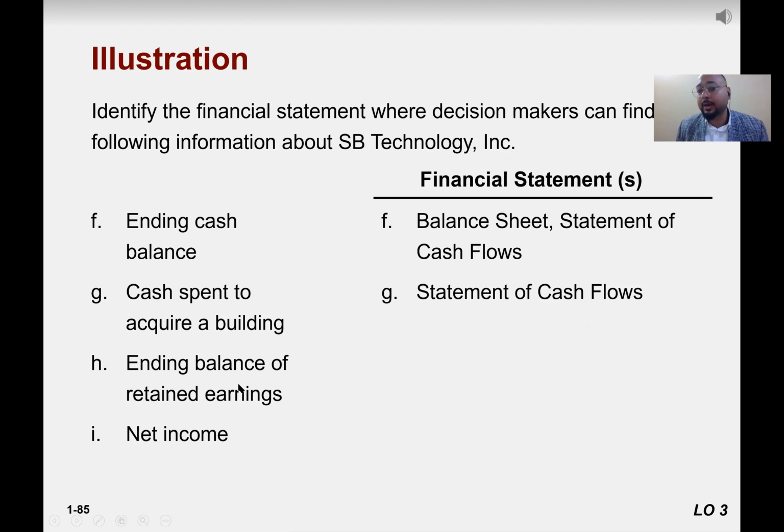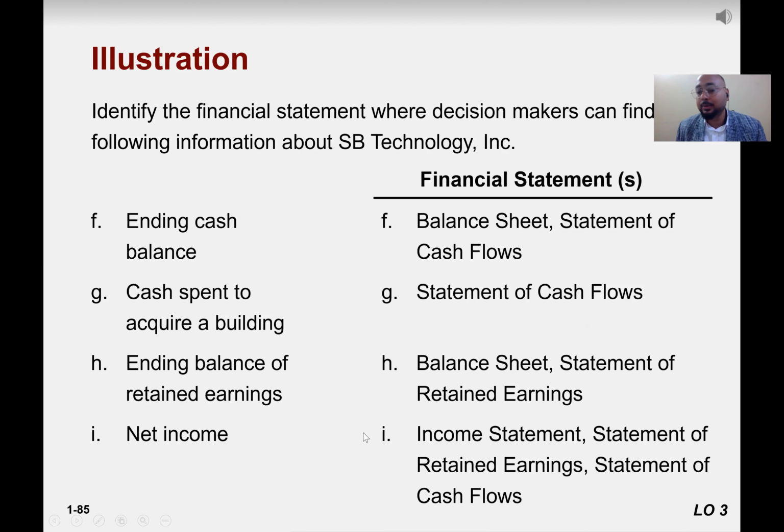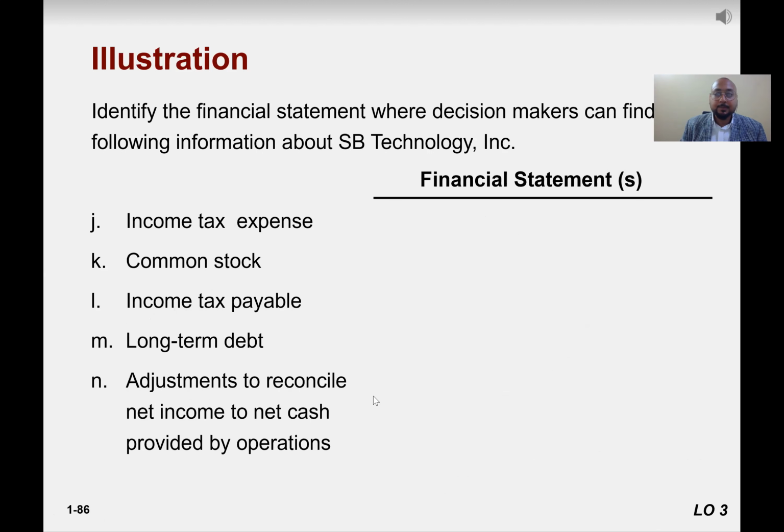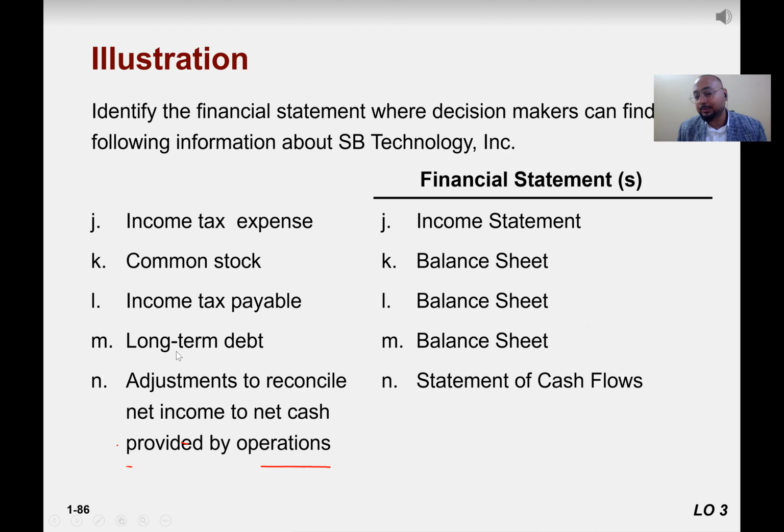Ending balance of retained earning you can find out through retained earning statement and balance sheet, right? Net income you can find out through the statement of retained earning, plus net income, and also you can find out through cash flow from operations under statement of cash flow, right? So only one thing, that is net income, can be shown in all three statements, right? And income tax expenses, income statement. Common stock, balance sheet. Income tax payable, this is liability under balance sheet. Long-term debt under balance sheet. Adjustment to reconcile net income to net cash provided by operation, net cash provided by operation, this is cash flow from operation under cash flow statement, right?